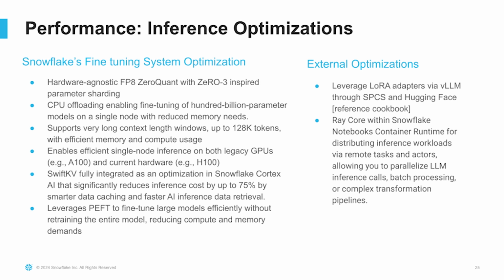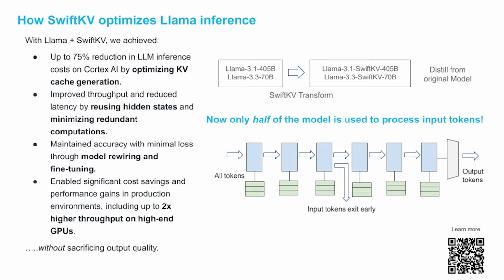Alternatively, you can use Ray Core for distributing inference workloads through remote tasks and actors, which allows you to parallelize LLM inference calls and do batch processing or complex transformations for your pipelines. For example, you can create Ray remote functions that run part of LLM inference asynchronously on distributed GPUs. All of those methods can be referenced within our GitHub link that we will reference in our QR code at the end of the presentation.